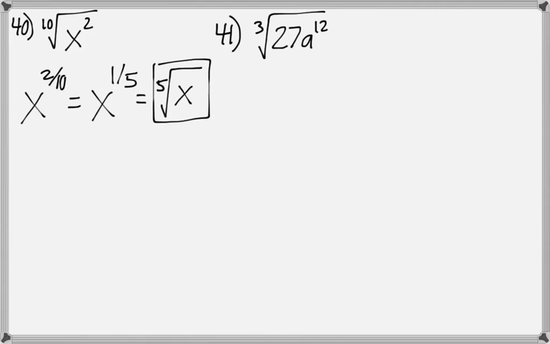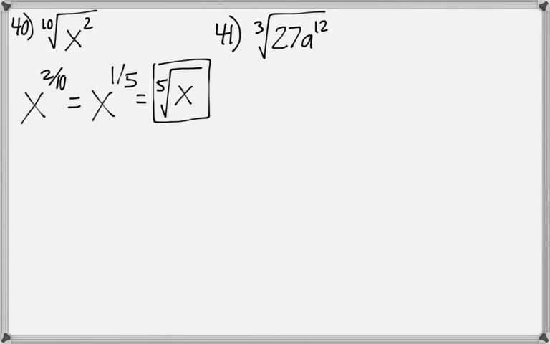So that's one of the advantages to converting it to a fraction, is that you can actually reduce the radical, or you can reduce the root. So instead of having to write 10th root of x squared all the time, you can just write the 5th root of x, and it means the same thing.